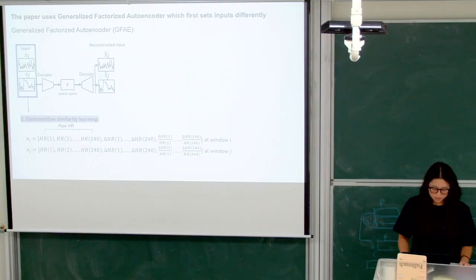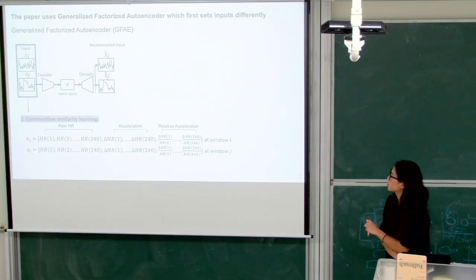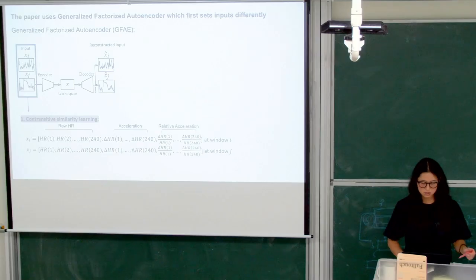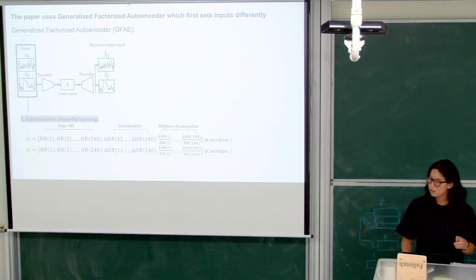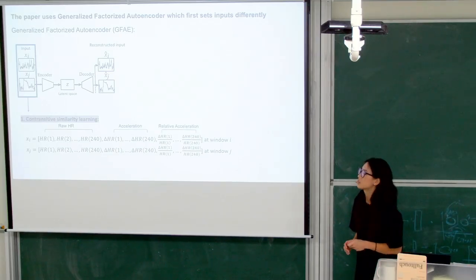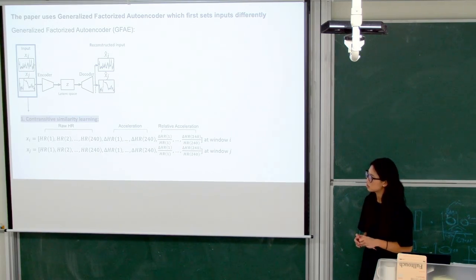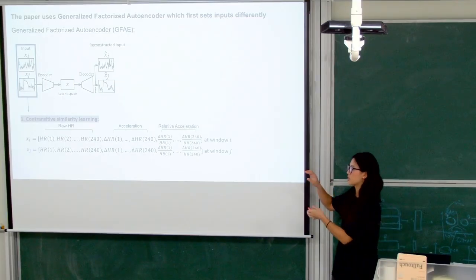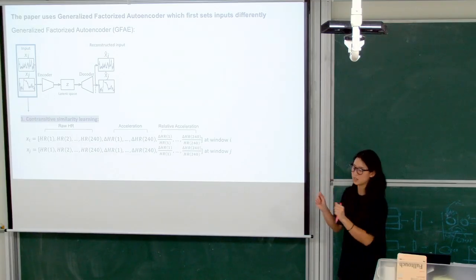So it has the raw heart rate, acceleration, and relative acceleration as the input. If we apply normalization, there were two ways of normalization. Shouldn't the input size be doubled? But they don't use both. They pick one.